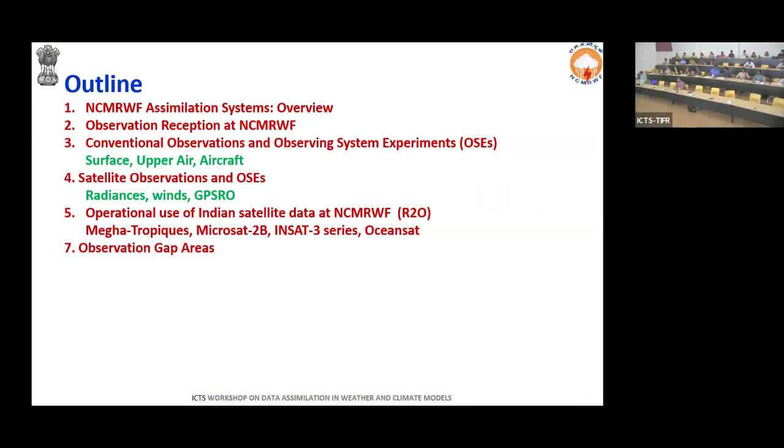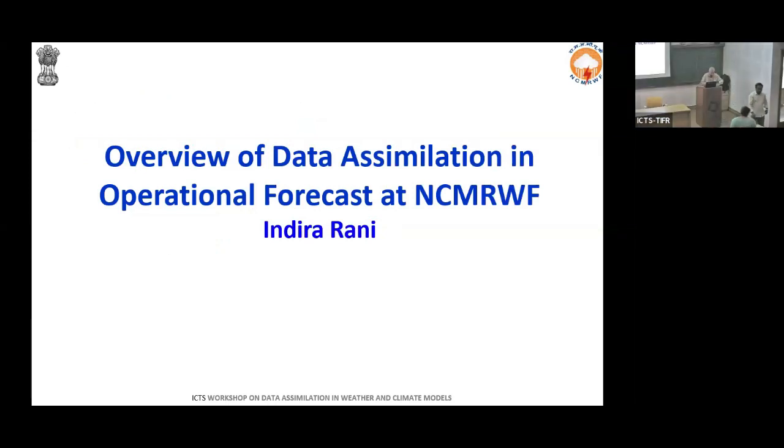So the second session of the second week of the workshop on data assimilation for weather and climate, the presentation will be made by Dr. Indira Rani, Senior Scientist at National Center for Medium Range Weather Forecast, Delhi. Dr. Indira Rani does research in satellite data assimilation, reanalysis and numerical weather prediction. These are her major areas. She has done her PhD from Space Physics Lab in 2009 in mesoscale modeling, I would presume. Today Dr. Indira Rani will be speaking on overview of data assimilation and operational forecast of NCMRWF. I request Dr. Indira Rani to take over.